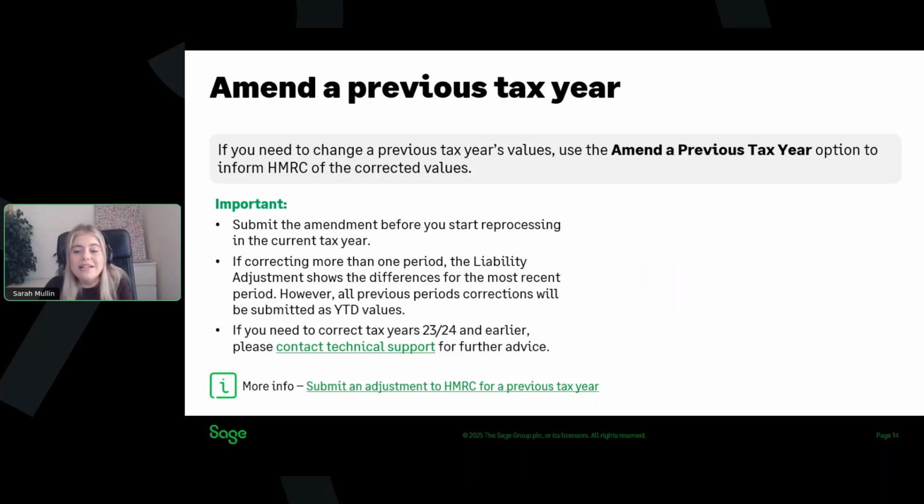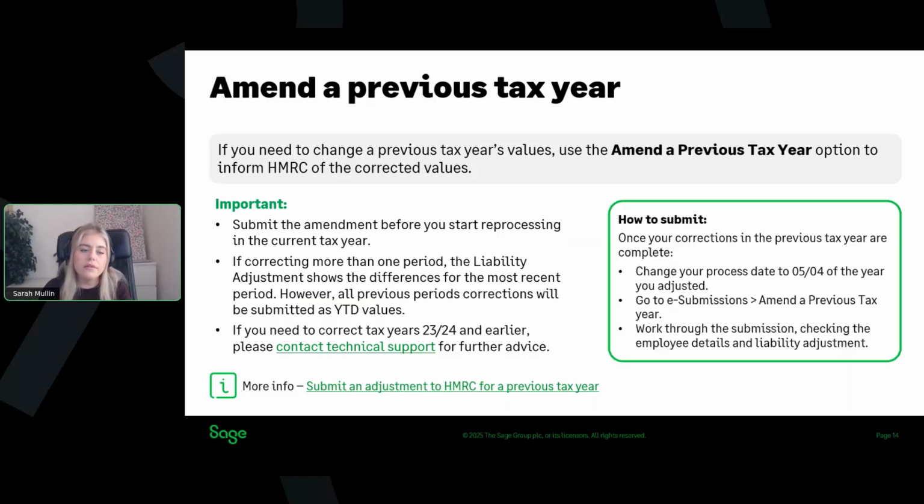And with that one, if you do need to correct tax years 23, 24 or earlier, I would recommend maybe trying basic tools if you do have only a couple of employees to correct. Or if not, you do want to get in touch with technical support for further advice on those ones. So anything 23, 24 or earlier, just reach out and get a bit more advice from support. Those years do get a little bit harder to correct.